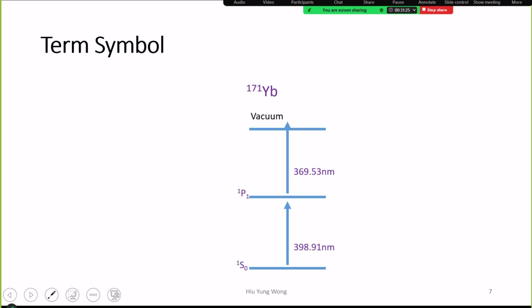So let me show you this one. This is the fine structure. This one is the fine structure we mentioned earlier.